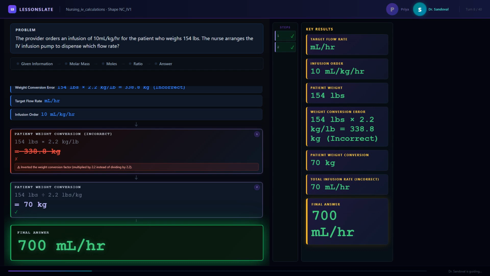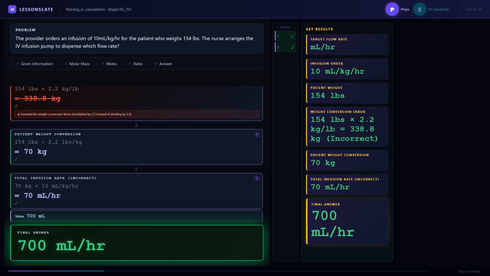Congratulations, you've solved the problem. To summarize, we first converted the patient's weight from pounds to kilograms, and then multiplied that weight by the ordered dose per kilogram per hour to find the total infusion rate.